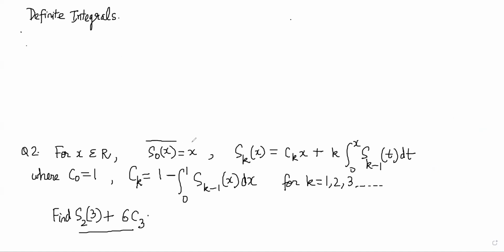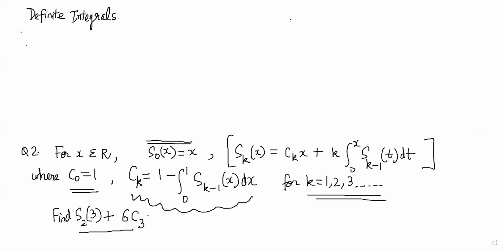They have given you S0 of x is x. Sk of x has been defined like this. And C0 is 1 and Ck has been defined like this, for k goes from 1 to 3. And then they are asking you S2 of 3 plus 6 times C3.